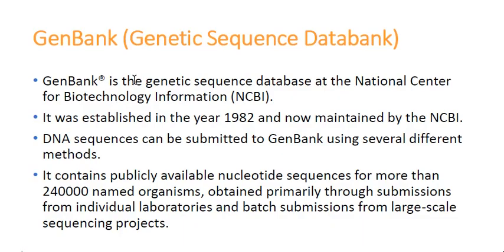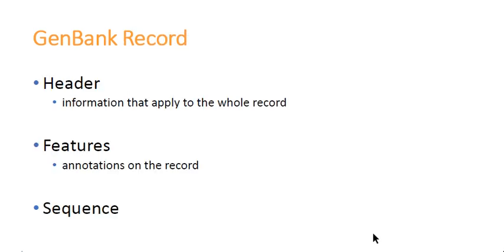GenBank. This is the database where you get the information regarding the genetic or DNA sequence information. GenBank is the genetic sequence database at the NCBI. It was established in 1982 and is maintained by NCBI. Gene sequences, DNA sequences are initially submitted to GenBank using several different methods. It contains publicly available nucleotide sequences for more than 240,000 organisms, obtained primarily through submissions from individual laboratories and batch submissions from large-scale sequence projects.